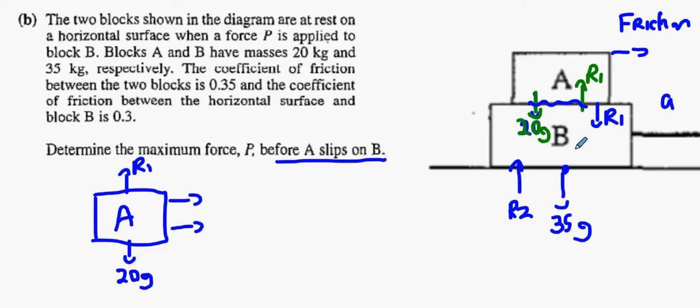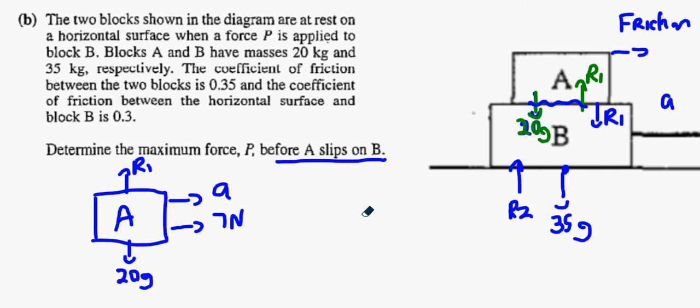So this is acceleration a, and it's caused by friction, and friction is μR, which is 0.35 times 20, and 0.35 times 20 is 7 newtons. So friction is 7 newtons to the right, and that's what's keeping A in play.